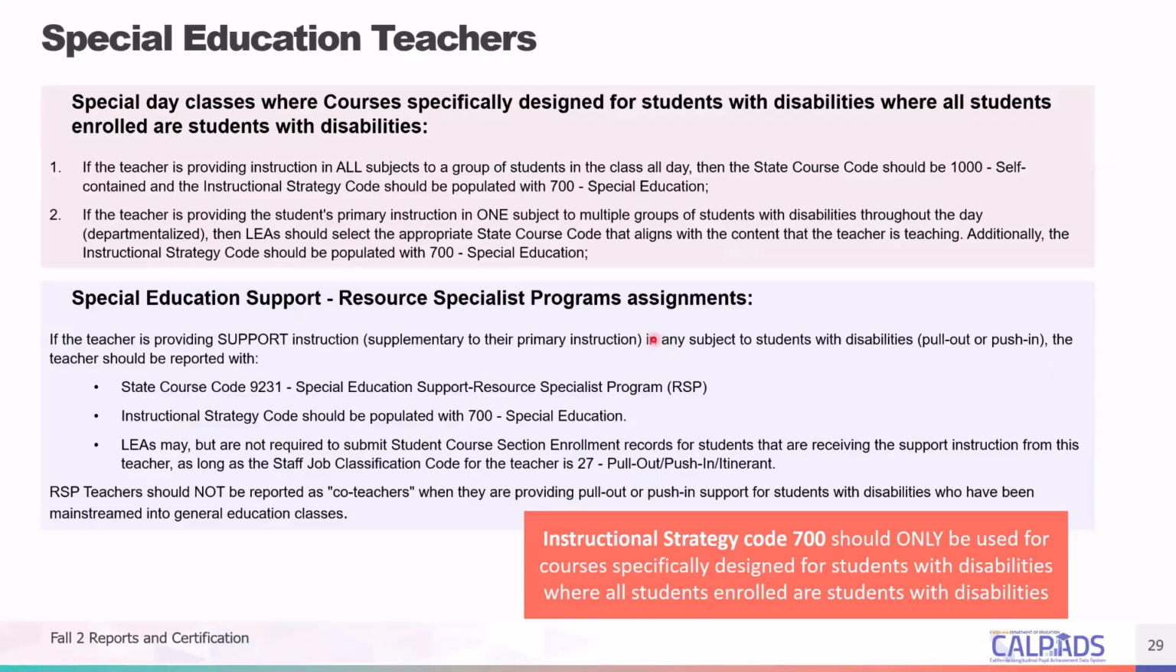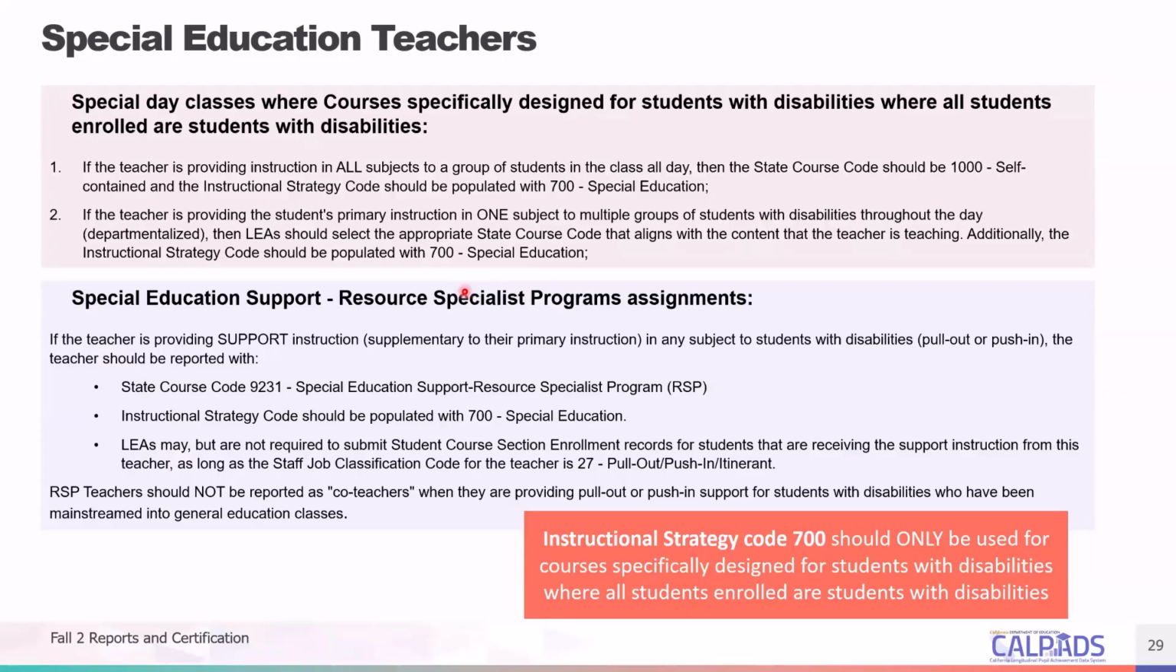The same rule applies to departmentalized courses. If a departmentalized course serves only students with disabilities, you obviously report the state course code, flag it with an instructional strategy code of 700, and assign the appropriate special education teacher to that class.